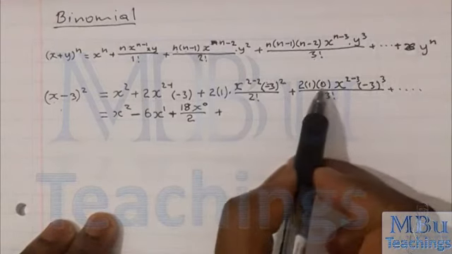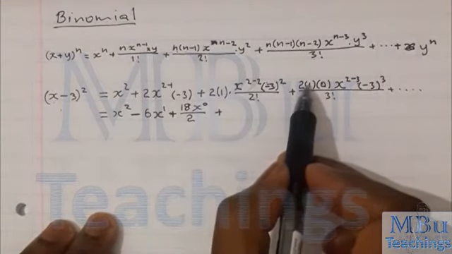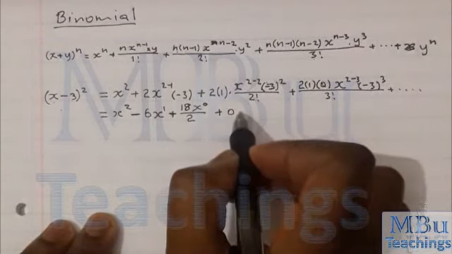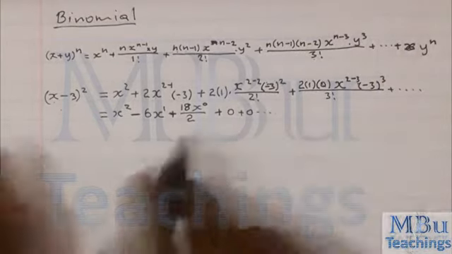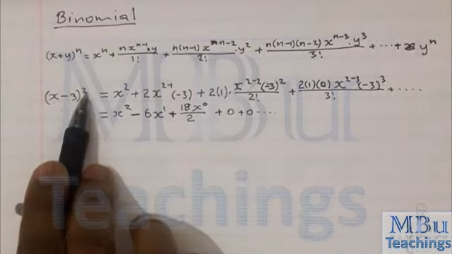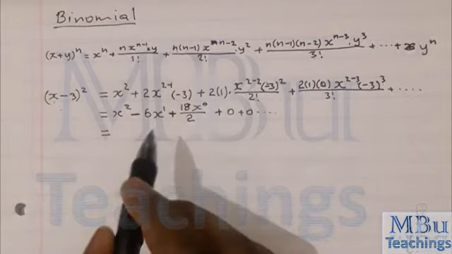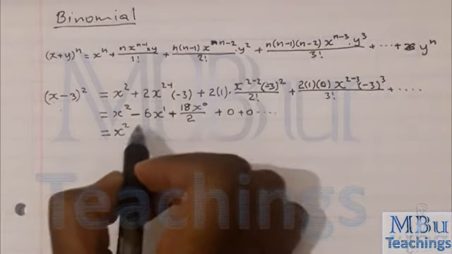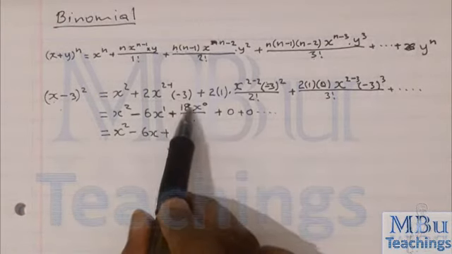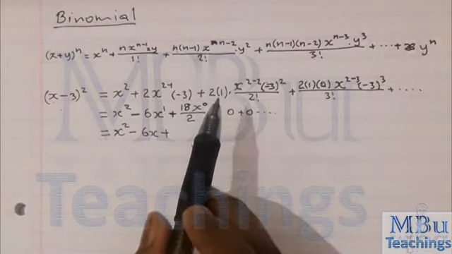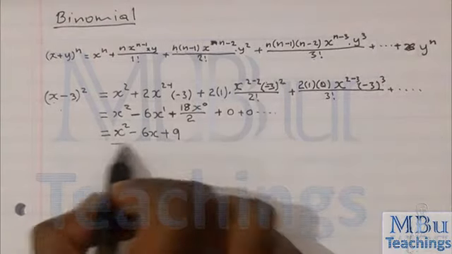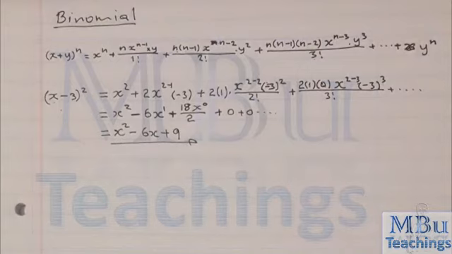Plus. This will be 0 because 2 times 1 times 0 will be 0. So this will be 0. Obviously the following ones will be 0. So that means this one stops right here because of the exponent. Then you have your x squared minus 6x plus 18 over 2 is 9. X to the power 0 is 1. So 9 times 1 is 9. Exactly what we expected, isn't it? So it's simple like that.